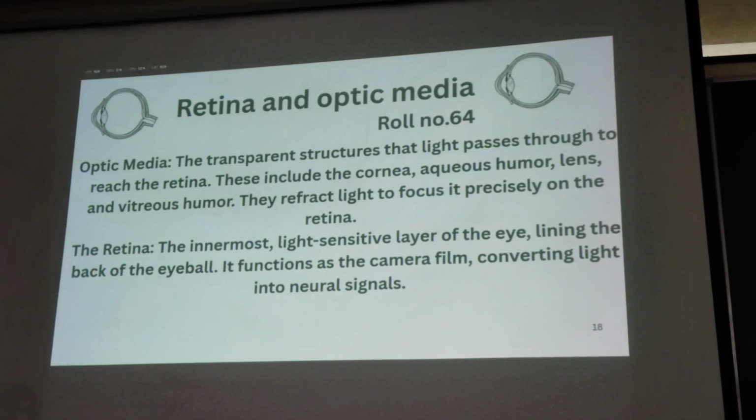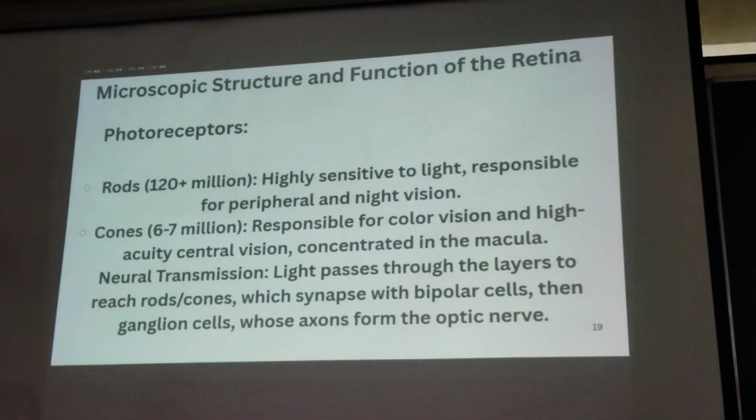The retina is the innermost light sensitive layer of the eye lining the back of the eyeball. It functions as the camera film, converting light into neural signals. Microscopic structures and functions of retina: photoreceptors. Rods, more than 120 million, highly sensitive to light, responsible for peripheral and night vision. Cones, 6 to 7 million, responsible for color vision and high acuity central vision, concentrated in the macula. Neural transmission: light passes through the layers to reach rods and cones, which synapse with bipolar cells, then ganglion cells whose axons form the optic nerve.